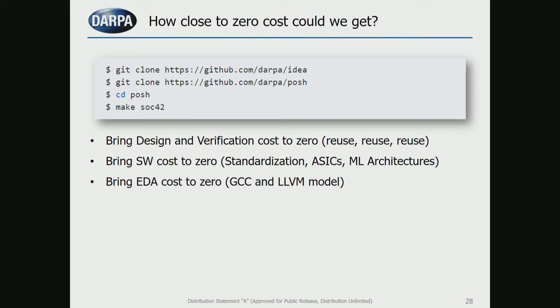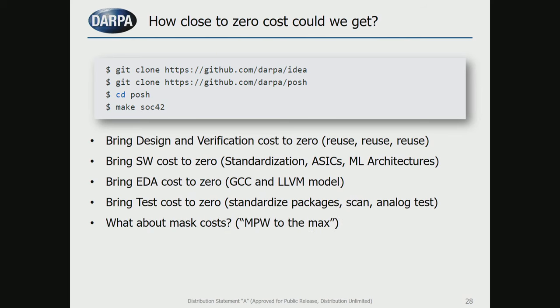EDA could be brought to zero if the silicon compiler, parts of the silicon compiler works. Nothing's ever free. So there's a caveat there. Somebody has to fund that development to get that to zero, but somebody could benefit from it. And test costs you can possibly bring to zero as well.